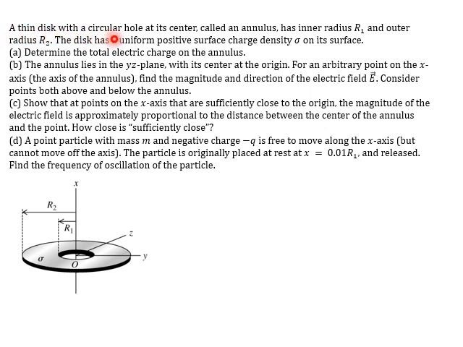We have a thin disk with a circular hole at the center. This is called an annulus. So we had a solid disk, but we drilled out a bit from the center. Or maybe it looks like a flat donut. It has an inner radius of R1 and an outer radius of R2. The disk has a uniform positive surface charge density sigma on its surface.